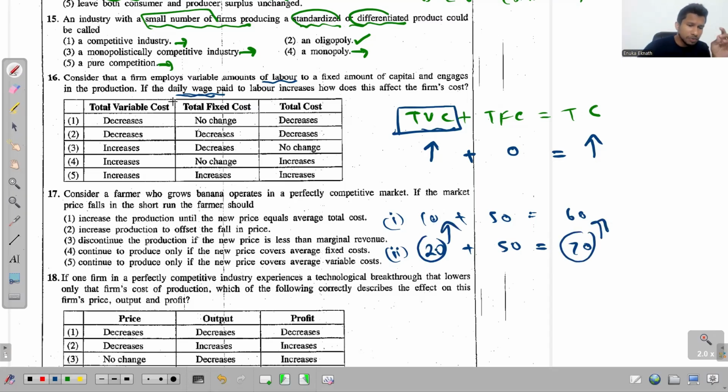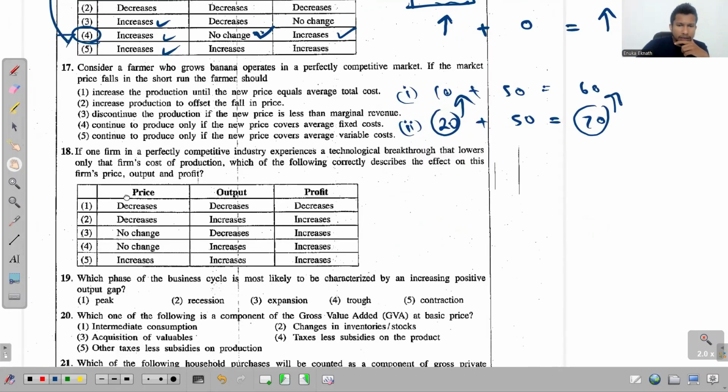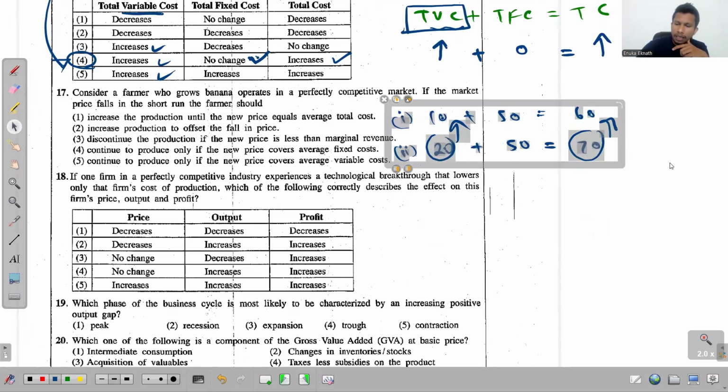And now what's the answer? This is very easy. Total variable cost increases, total fixed cost, nothing happens. So no change. Yeah, so this is true. And then total cost also increases. Then the answer for this question 16 is the fourth one. Hope you understand that. Right, now look at this 17th question.